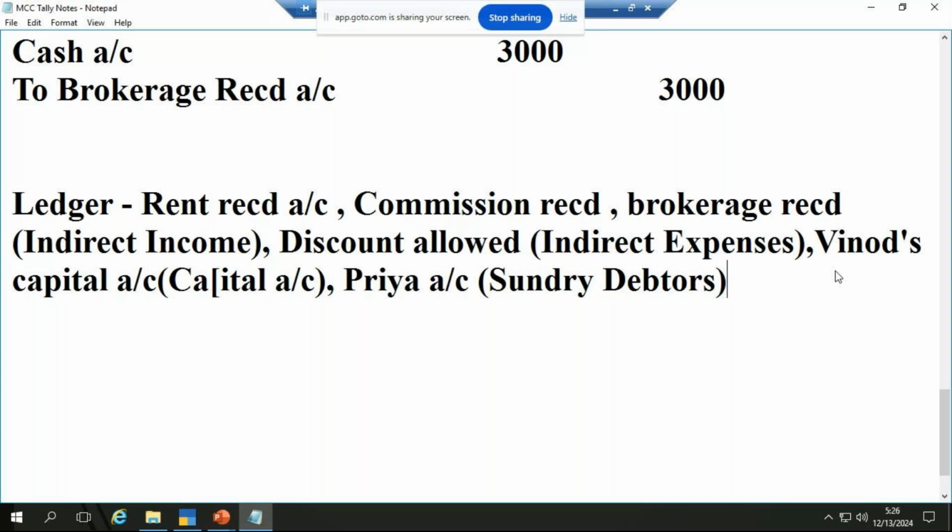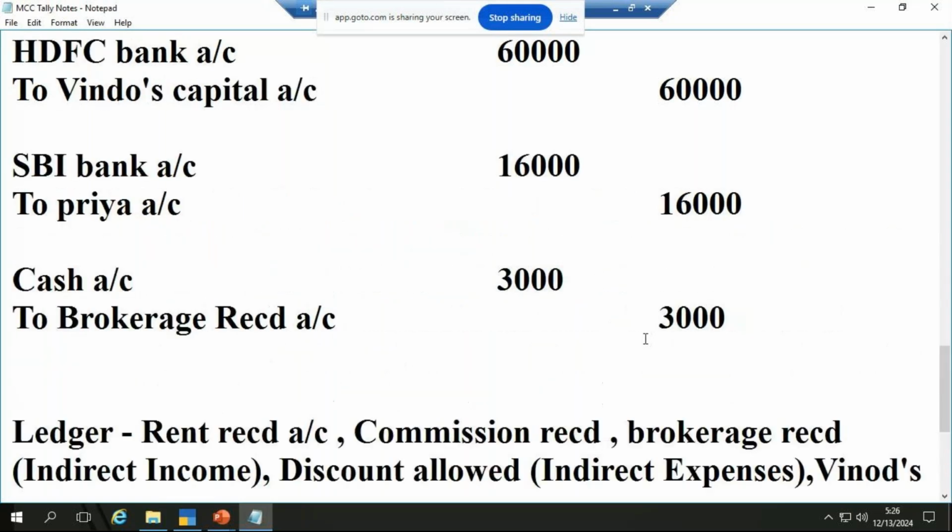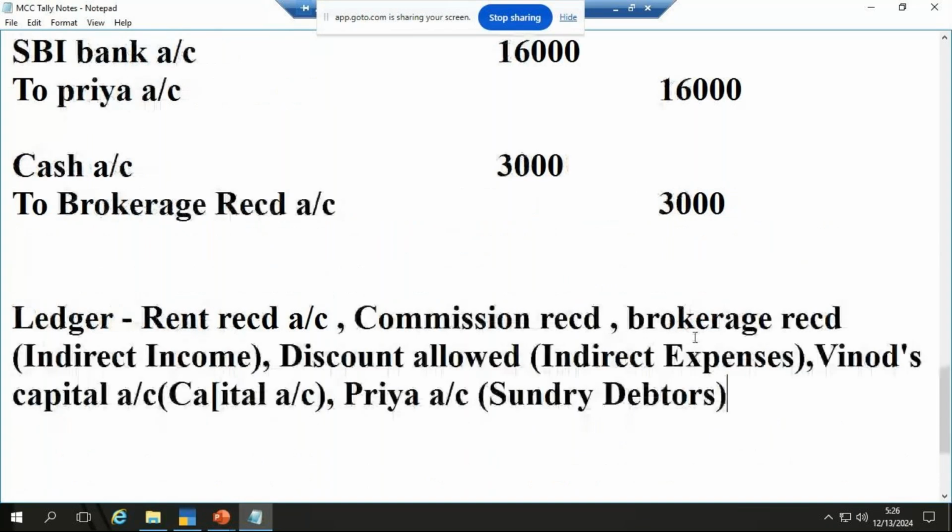Fine then. Ma'am, we also need to create an SBI account. We don't have that. So you have to create the SBI bank account, which comes under the bank account group. Whichever ledgers you don't have, you create all those ledgers.